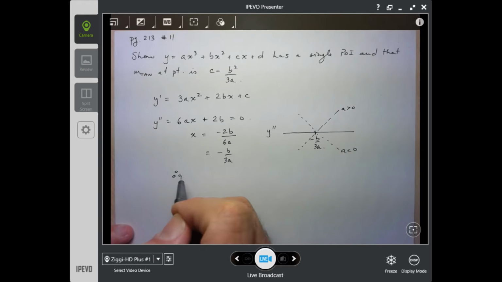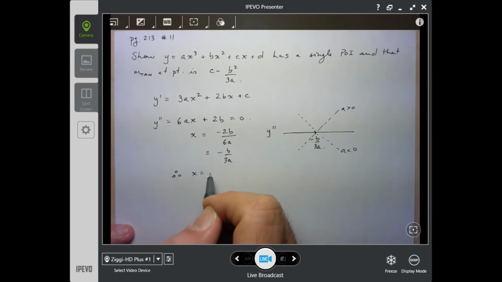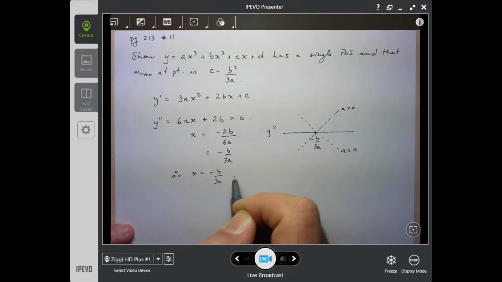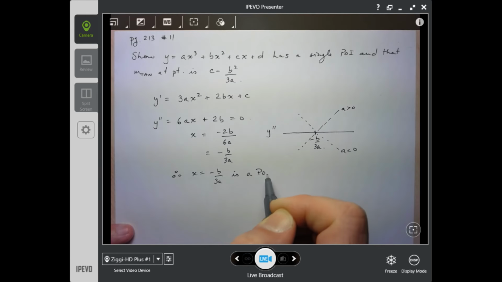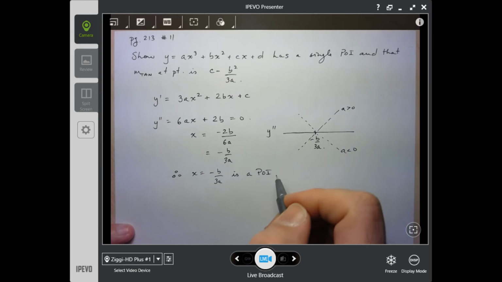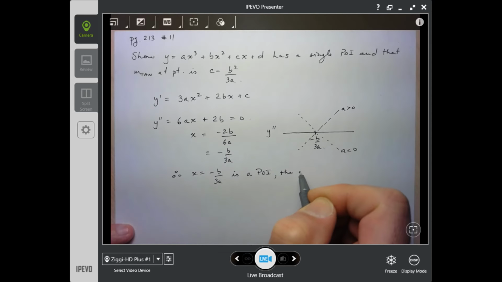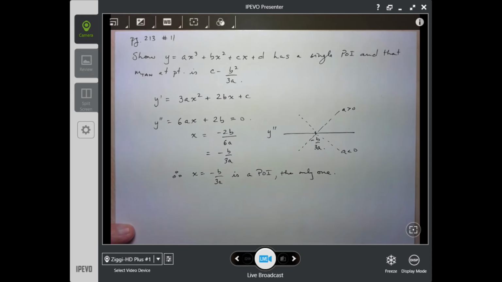So therefore, x equals negative b over 3a is a point of inflection, and in fact, it's the only one. So there must be one, and there's only one of them.